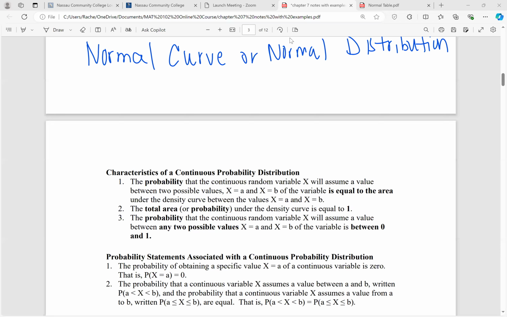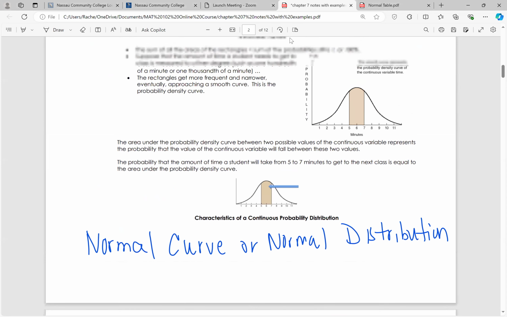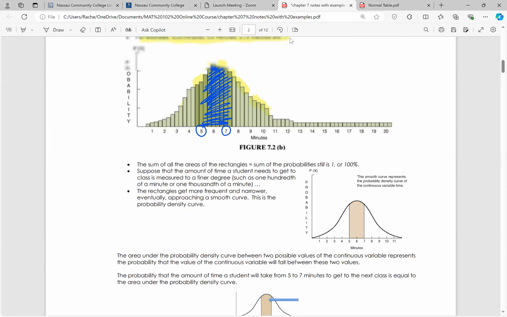So let's continue talking about the normal distribution, or that smooth continuous density curve. In the previous lesson, I demonstrated how we could look at a continuous variable, particularly time. And we said that time is continuous. So if we were to continue measuring time to a finer degree, such as to the nearest hundredth of a minute or a thousandth of a minute, and so on and so forth, the rectangles are going to get more frequent and narrower, eventually approaching this smooth curve.